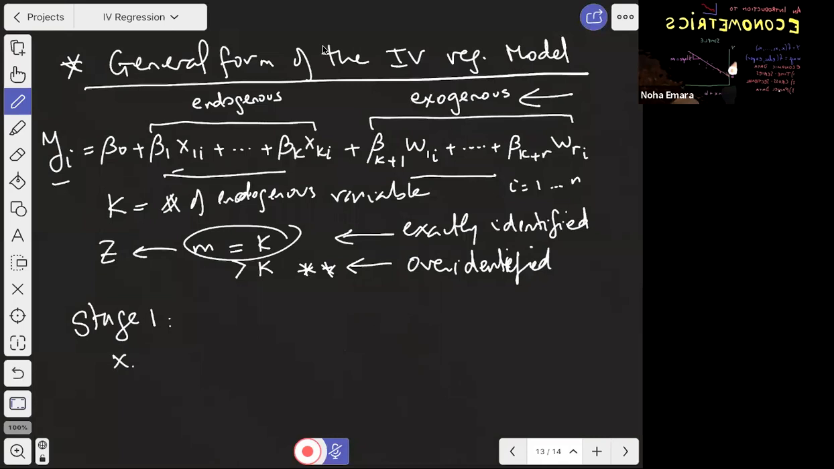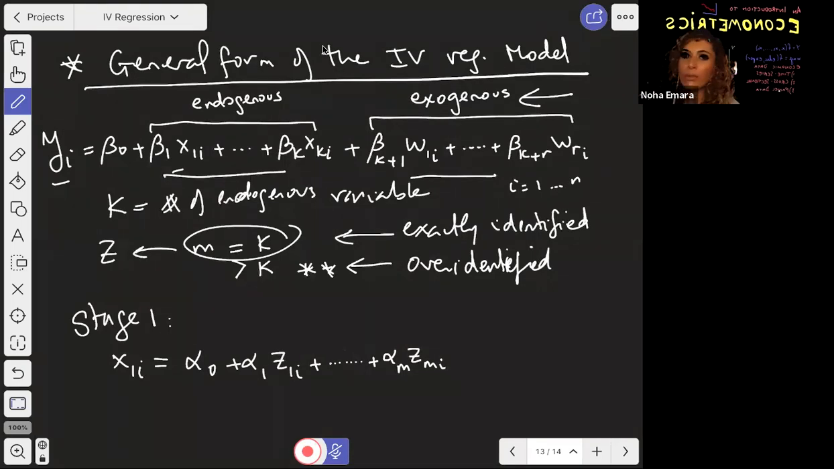So x1i is estimated as a function of the set of instruments I have in the model. We're going to be using all the instruments that we have: z1i plus z2i plus z3i, up to the very last one, alpha m zmi. So all the instruments I have in this model, whether they are used for x1 or x2 or x3 or xk, I'm going to be using the whole set of instruments for the regression of x1, and I'm going to be doing the same for all other x's.